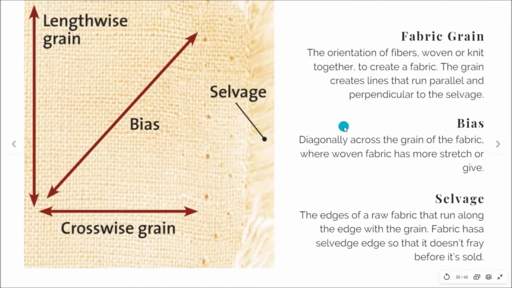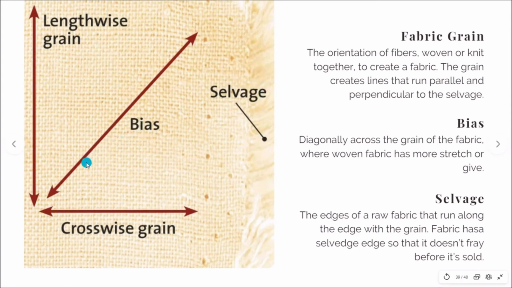When talking about fabric, there's a few things you'll have to know. You'll have to know the fabric grain. That's the orientation of the fibers, either woven or knit together to create fabric, and the grain creates lines that run parallel and perpendicular. So you can see the grain of the fabric lengthwise going here and crosswise going over here. This is the grain of the fabric. Typically you talk about following the grain of the fabric going vertically here, parallel to the selvage edge.